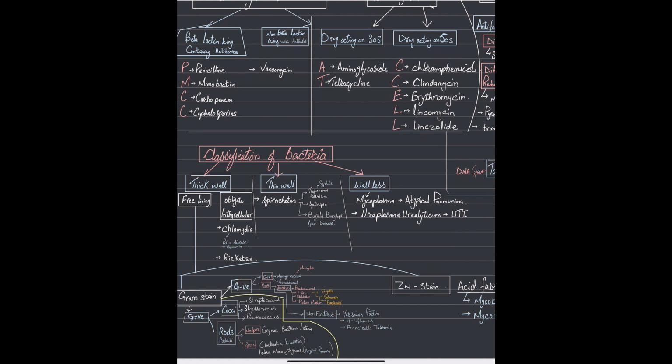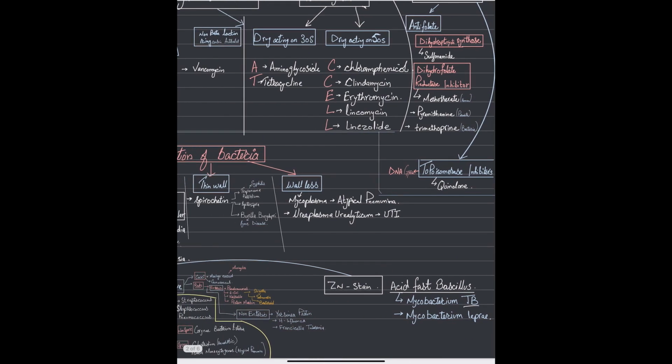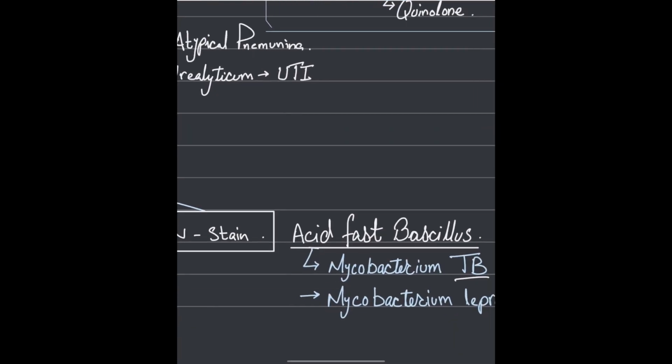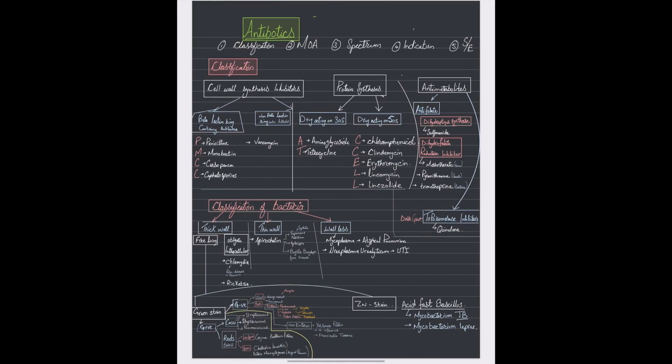One more thing is the non-gram-stained bacteria. We go here further divided into acid-fast bacilli, and two bacteria are included here: Mycobacterium tuberculosis and Mycobacterium leprae. These are part of the acid-fast bacilli. So these are all part of what? Free living. They are free living kinds of bacteria.